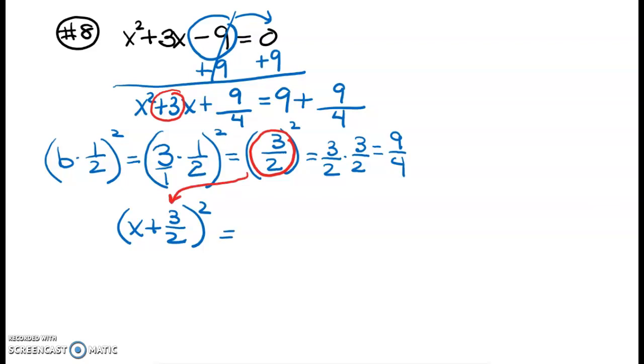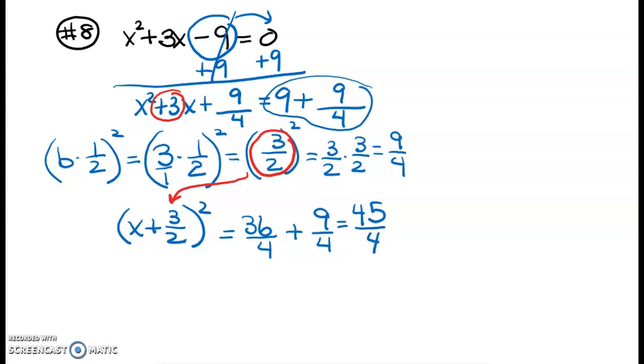And that's going to equal, well, how do I add these two numbers? I have to find a common denominator. So that denominator is going to be 4. So I have to multiply that 9 times 4 to get 36. And 36 and 9 is 45 fourths.